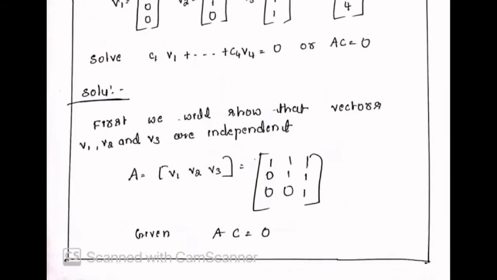So let's try to solve that. The first case was that V1, V2, V3 are independent. So I have considered 3 vectors, 1, 0, 0, 1, 1, 0, and 1, 1, 1. How do you prove that it's independent? You try to calculate the values of C1, C2, C3. If all become 0, then it is independent. So if any matrix is given, you try to find those values C1, C2, C3. If everything is 0, then it is independent.